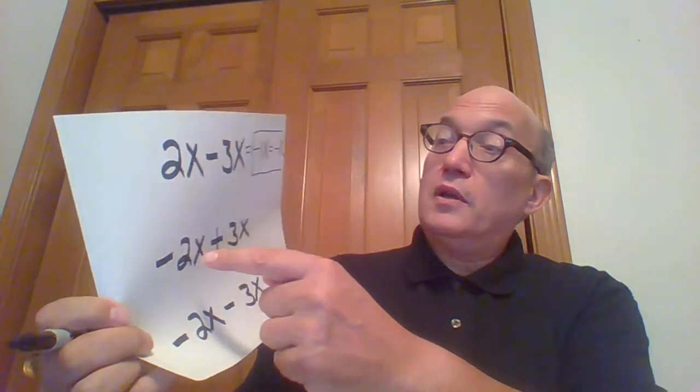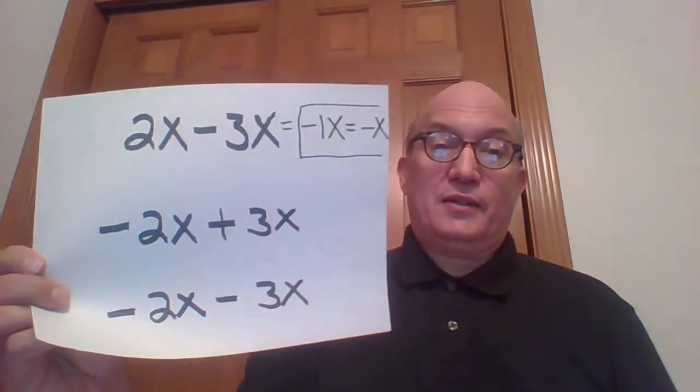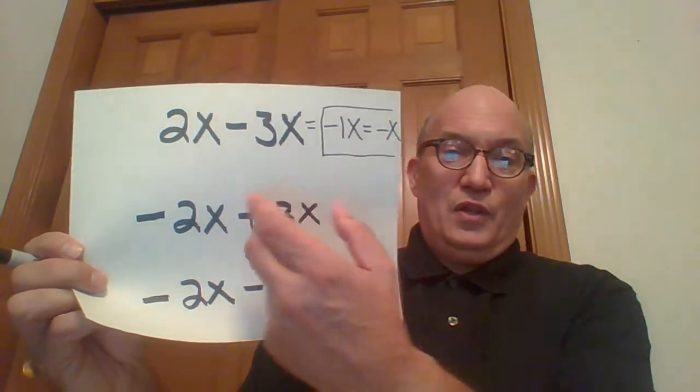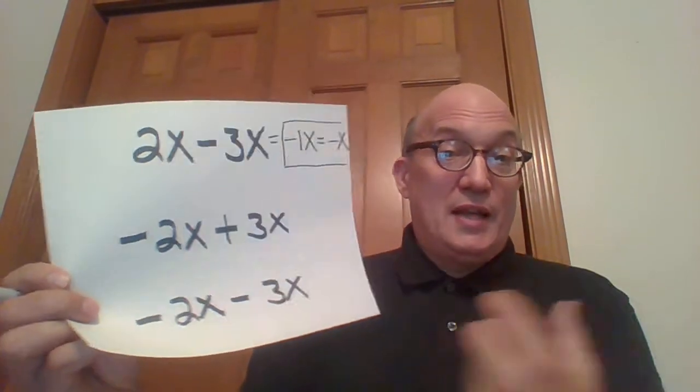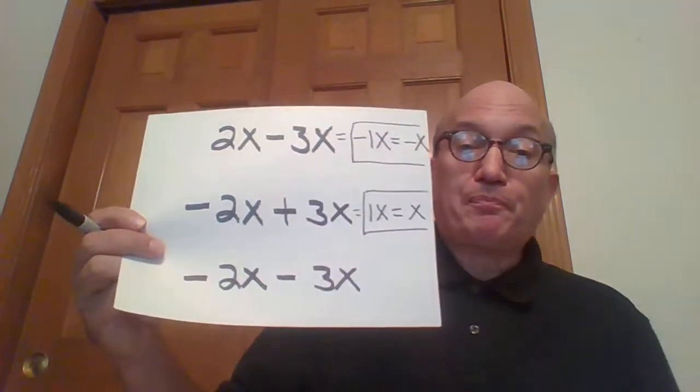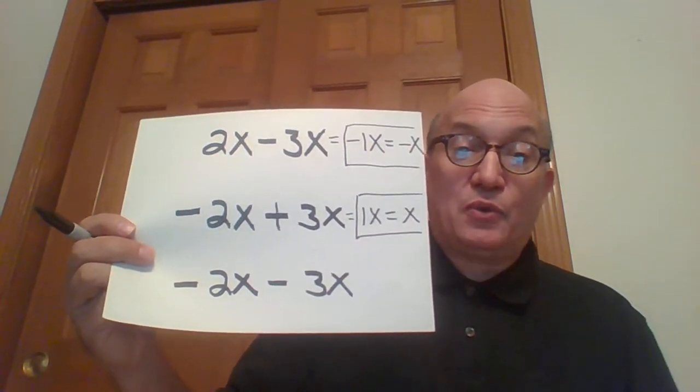What about negative 2x plus 3x? Well, you look at the negative 2 and the plus 3, that's now 1x. Negative 2 plus 3 is 1, so negative 2x plus 3x is 1x, which of course is the same as x. And finally, negative 2x minus 3x.